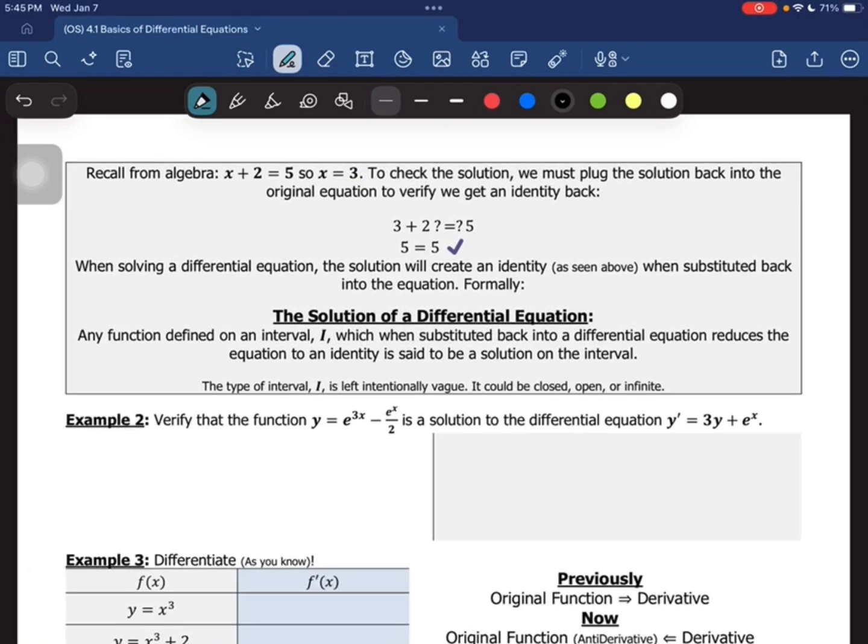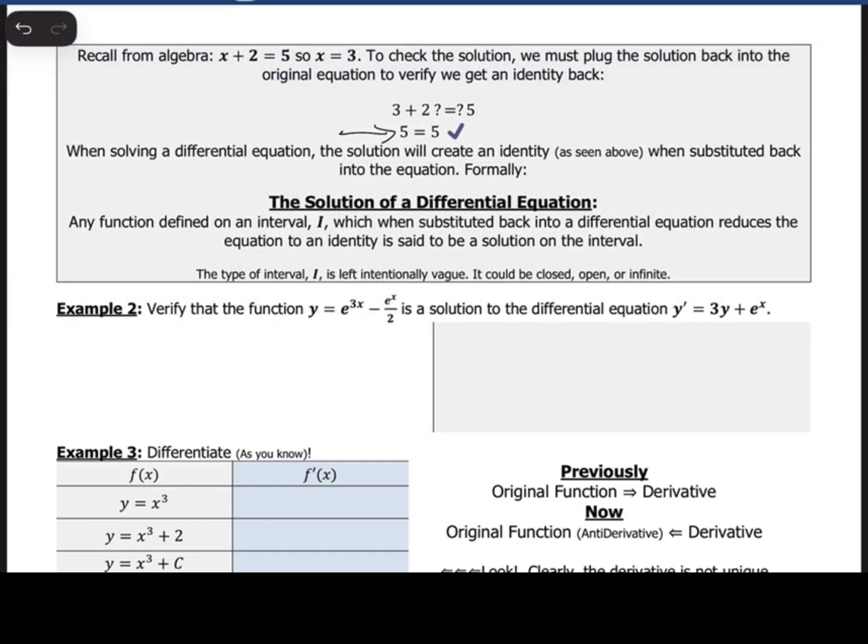Now recall for algebra, back in the good old days, when you had something like x plus 2 equals 5, and x equals 3 is supposedly a solution. But to check that it is actually valid, we had to plug it back into the original equation to verify that we get this identity: 5 equals 5.